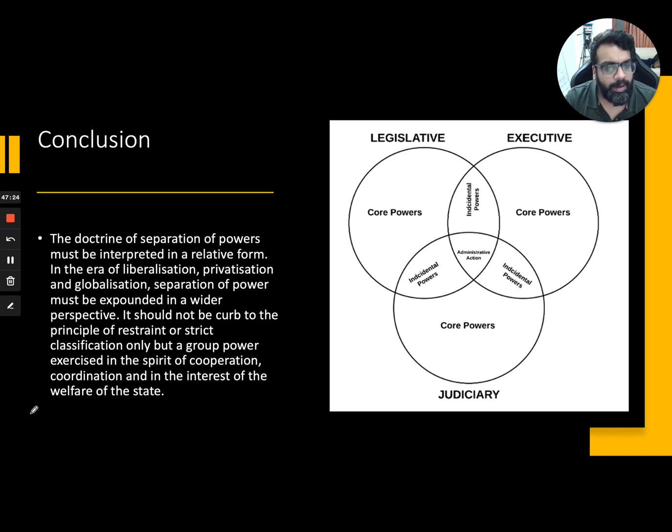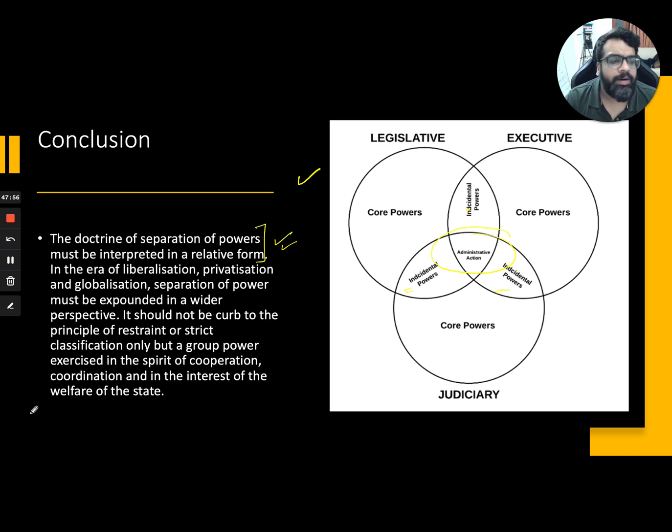You've got core powers of the legislature, the executive and the judiciary, and these core powers function in their own spheres. All of these, through principles of administrative law, overlap, and therefore there are certain interchanges, and because they do perform similar functions, there will always be incidental overlaps. So the doctrine of separation of powers must always be implemented and must always be interpreted in a relative form.